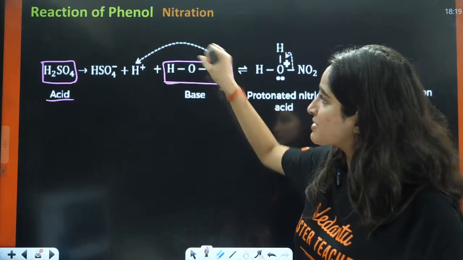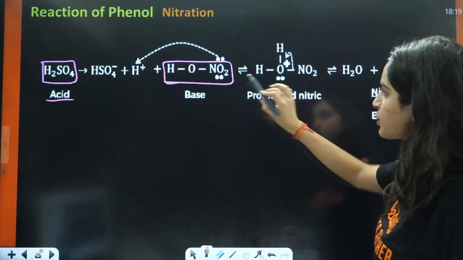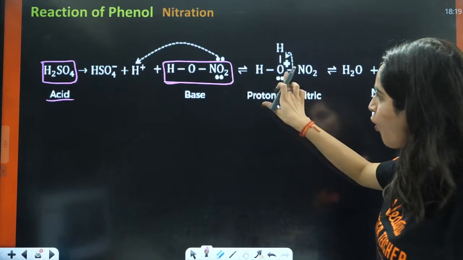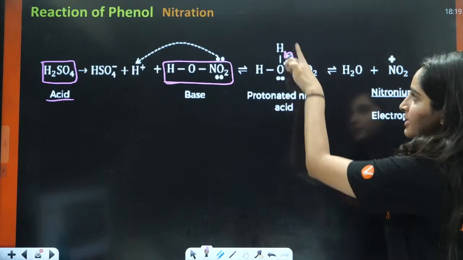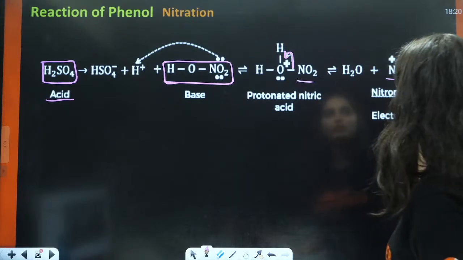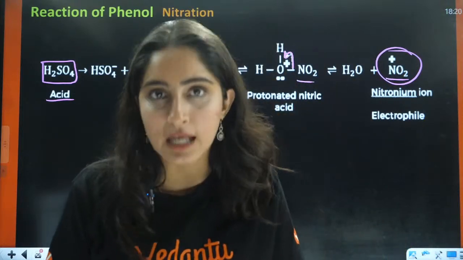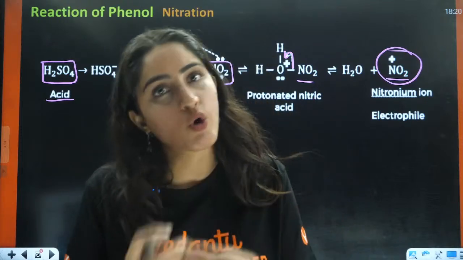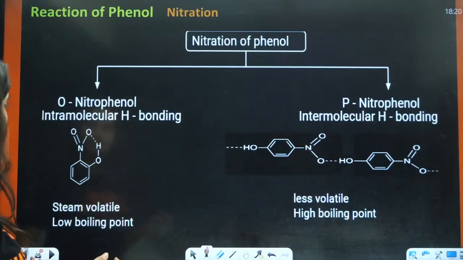It is behaving as a base, that is why it is going to accept H positive. When it is accepting H positive, it will become OH2, and this will be positive here. That is why it will take out these electrons and H2O will be eliminated, and hence you will have the formation of NO2 positive electrophile. The generation of electrophile is the same, but the rate is going to differ whether you have dilute or concentrated, right? That is why, depending on that, you will have two products here, right?